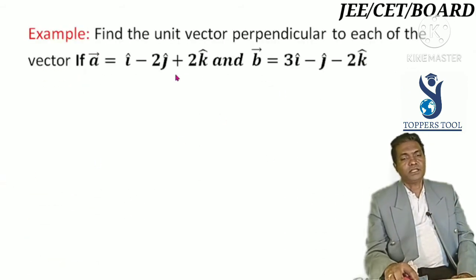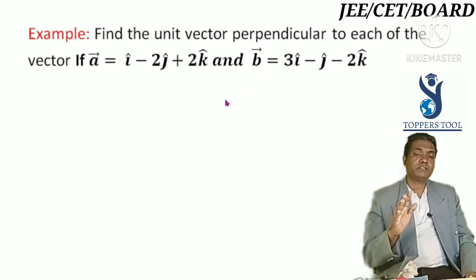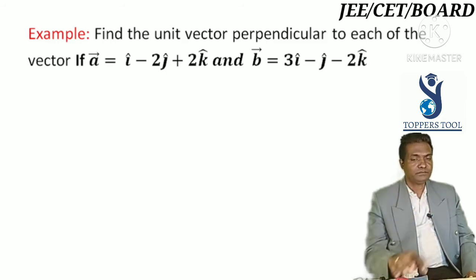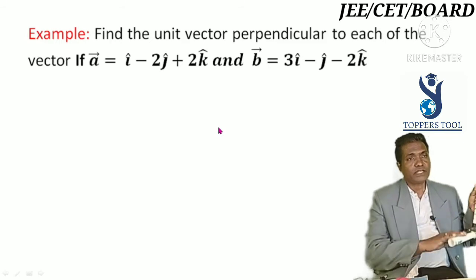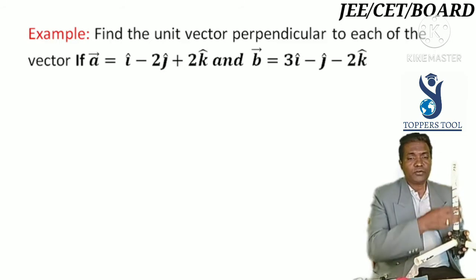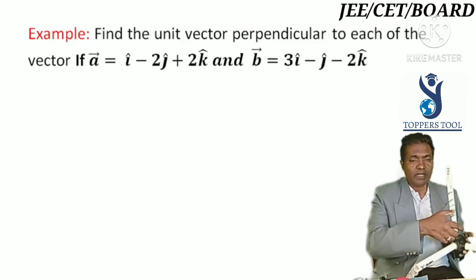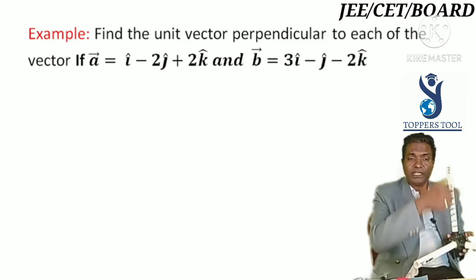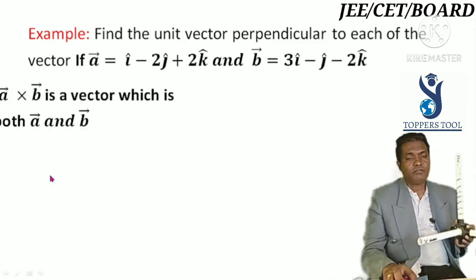Now here, find the unit vector perpendicular to each of the vectors A and B. So now you have to find a unit vector which is perpendicular to both A and B. As I mentioned earlier, if there are two vectors making an angle theta, then the vector which is perpendicular to both the vectors is A cross B, and you have to find the unit vector along A cross B. That is n cap you have to find.